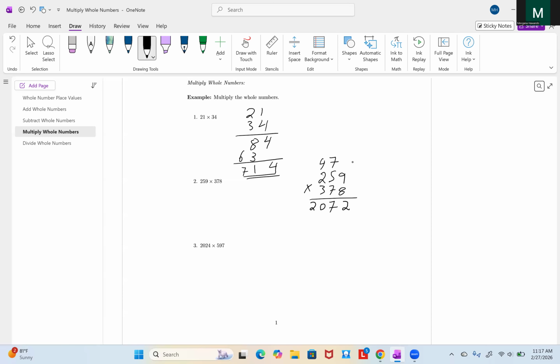7 times 9 is 63. So we put down the 3, carry over the 6. And then 7 times 5 is 35. And then add the 6 to it, it becomes 41. So we put down the 1 and carry over the 4. 7 times 2 is 14. 14 plus 4 is 18. So we put the 18.